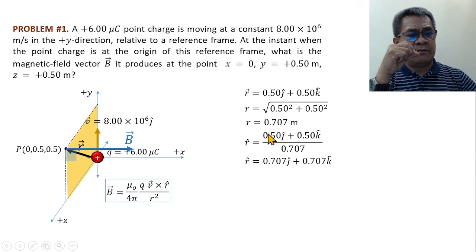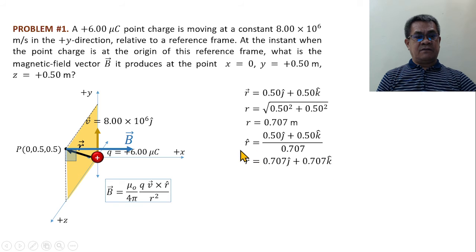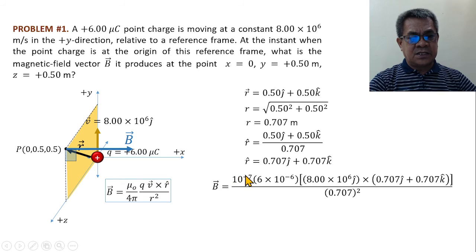If you divide 0.5 by 0.707, the answer is 0.707, and you can double check this, and also this one is 0.707. So this is now our unit vector, and we need to substitute it here. Then we have r, put it here, and this velocity substitute it here, then simplify. Okay, that's it. The 10 raised to negative 7 is our constant.